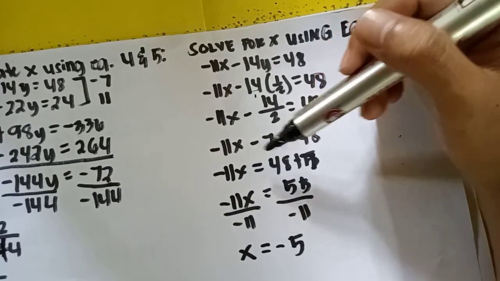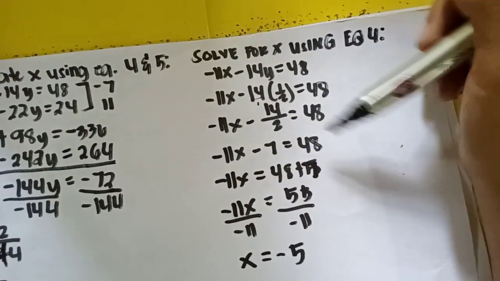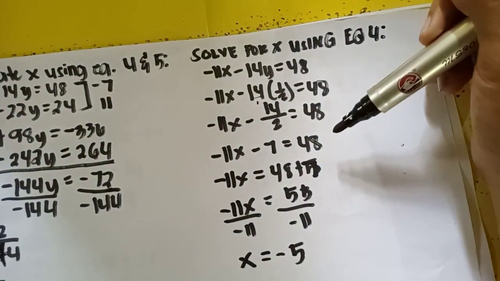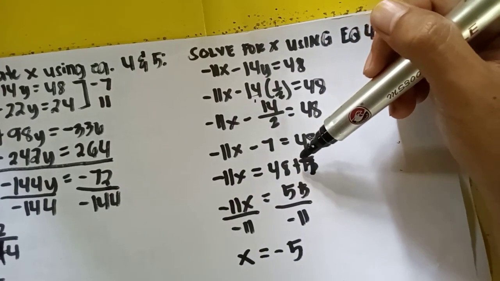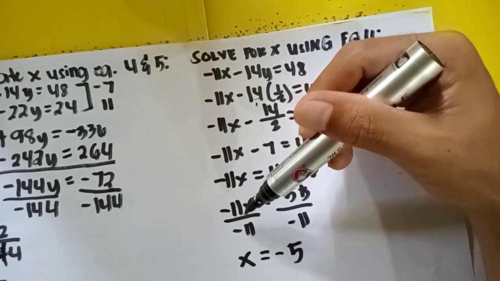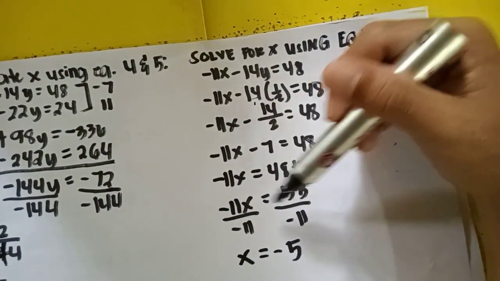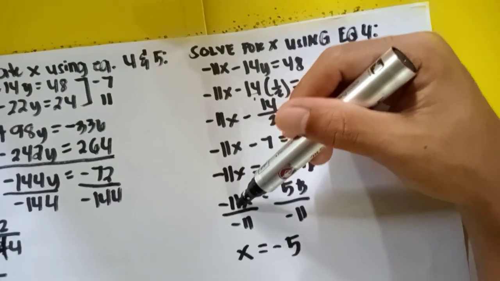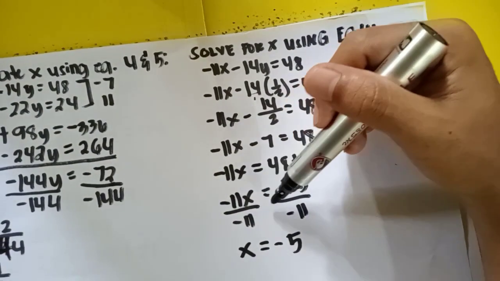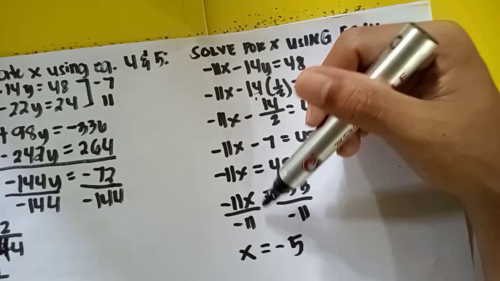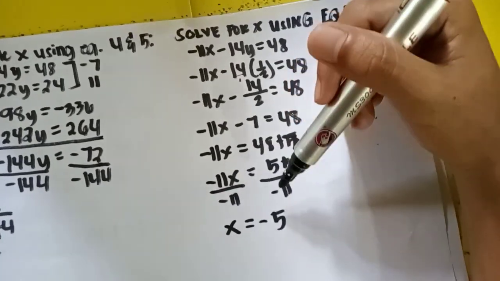Negative 11x, we will transpose negative 7 to the right side, so it will be negative 11x equals 48 plus 7. Negative 11x equals 55. To eliminate negative 11, we will divide both sides by negative 11, so x is equal to negative 5.